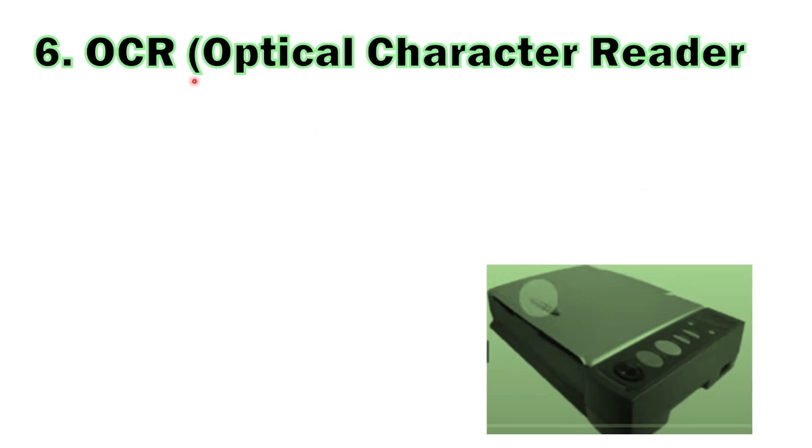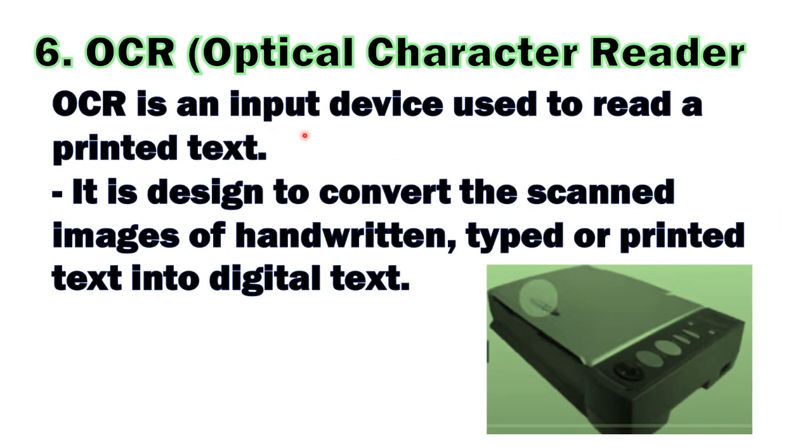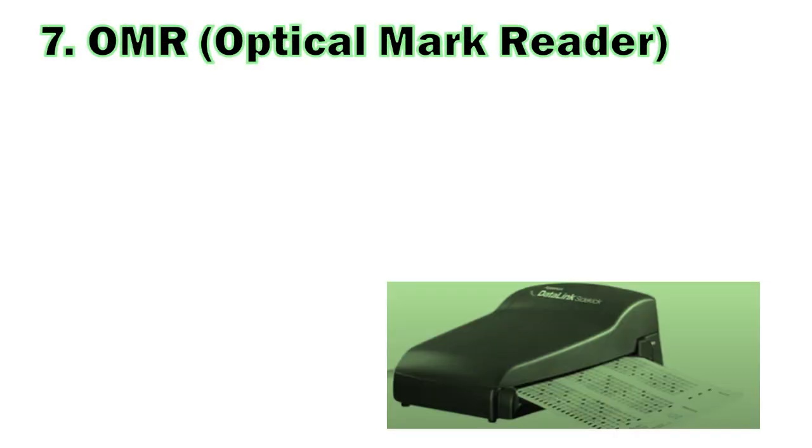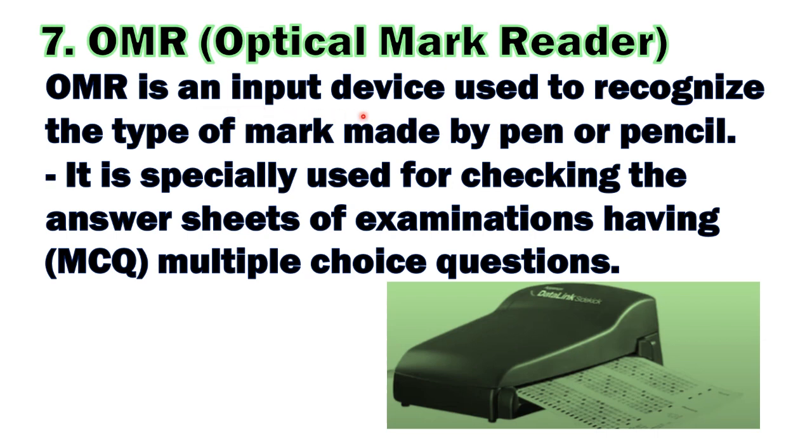The next one is what we call the OCR or optical character reader. OCR is an input device used to read a printed text. It is designed to convert the scanned images of handwritten, typed, or printed text into digital text. Number seven is OMR, optical mark reader. OMR is an input device used to recognize the type of mark made by pen or pencil. It is especially used for checking the answer sheets of examinations having MCQ, or what we call the multiple choice questions.